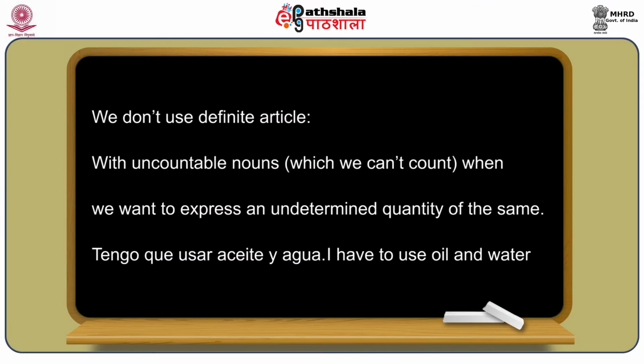Now let's see when we don't use the definite article. We don't use the definite article with uncountable nouns, which we cannot count, when we want to express an undetermined quantity of the same. For example, tengo que usar aceite y agua, which means I have to use oil and water. So here we will not say tengo que usar el aceite y el agua. In these cases with uncountable nouns, we don't use definite articles.